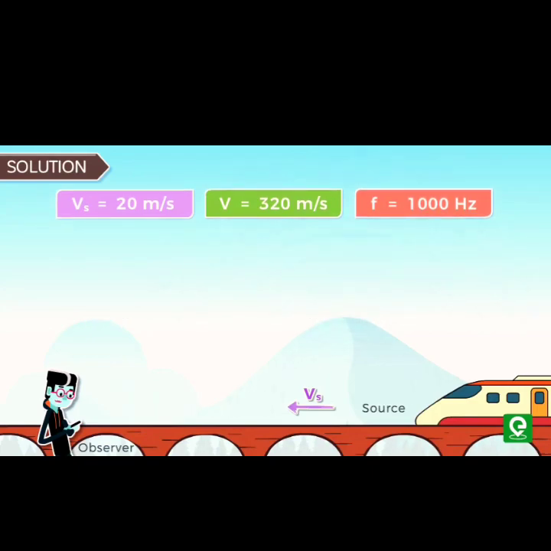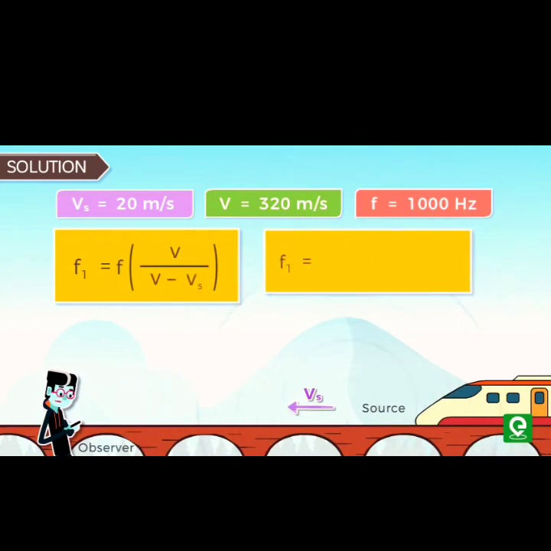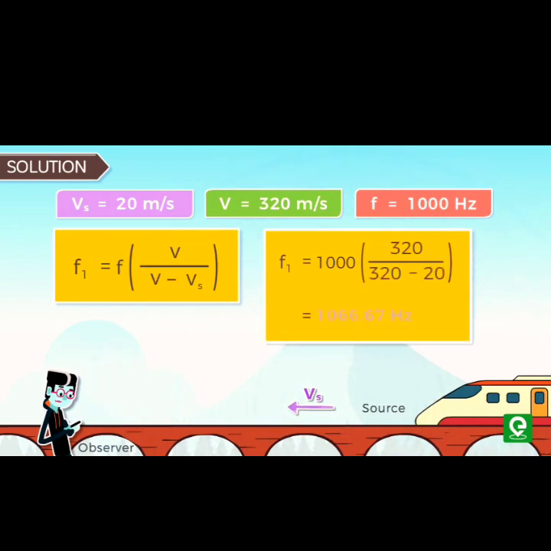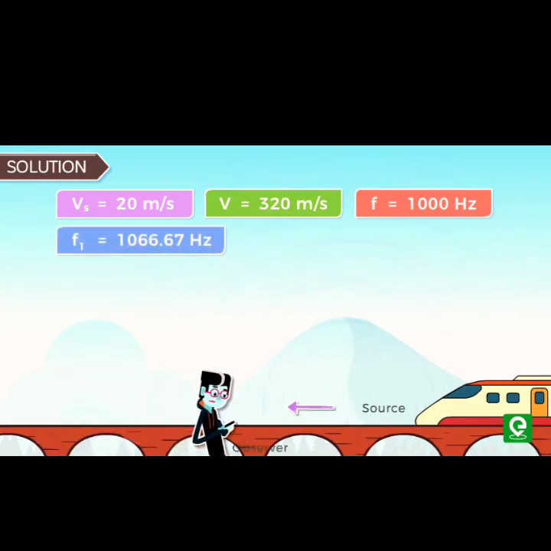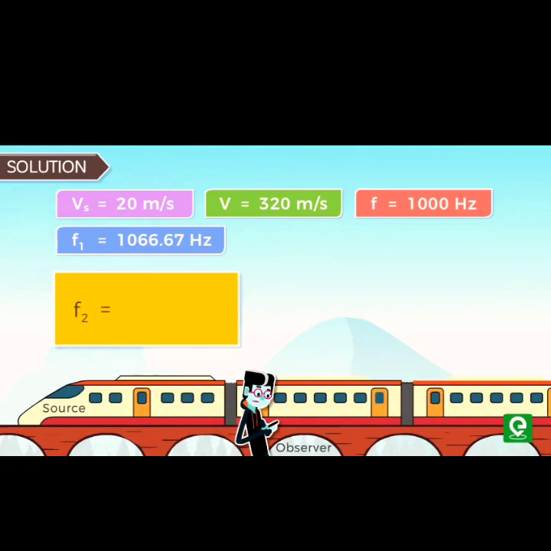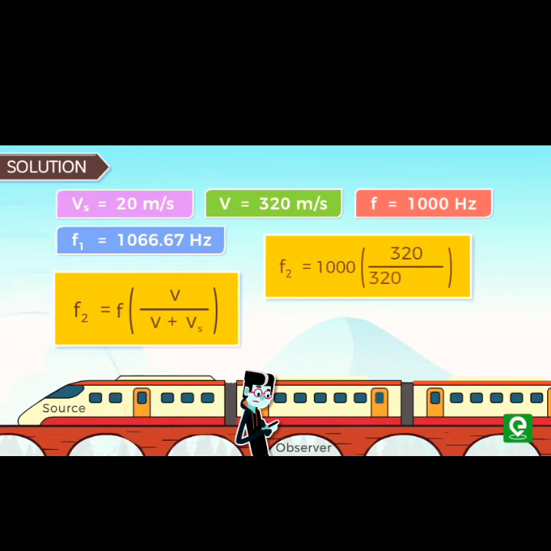So the frequency heard by the observer while the train approaches him can be calculated using the relation f1 equal to f into v divided by (v minus vs). That is 1000 into 320 divided by (320 minus 20), which is equal to 1066.67 Hz. And the frequency heard by the observer while the train recedes, f2, is equal to f into v divided by (v plus vs). That is 1000 into 320 divided by (320 plus 20), which is equal to 941.18 Hz.